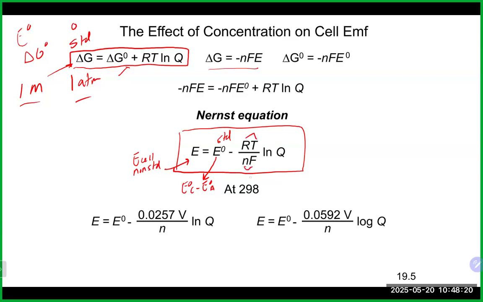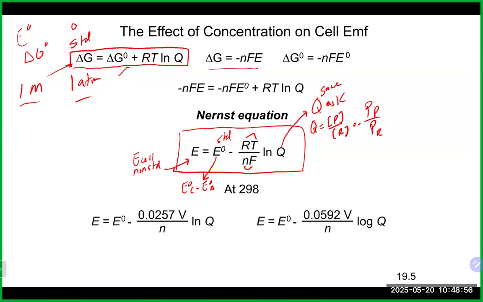RT over nF is all the same that we were using previously, and the natural log of Q. Remember, Q is the reaction quotient, and Q is calculated basically the same as K. So Q is the concentration of products divided by the concentration of reactants, just like we do K. We also could do it with pressures. If you had something that involved pressures, you could do it with the partial pressures of your products divided by the partial pressures of reactants as well.